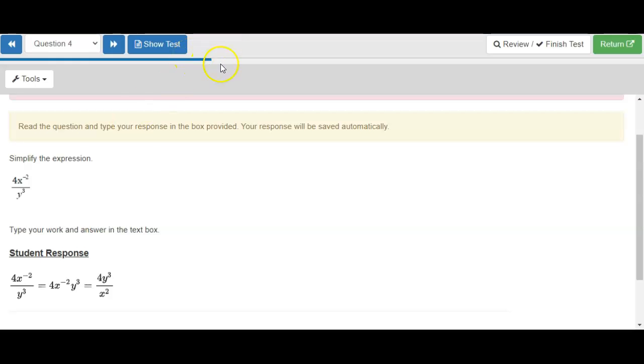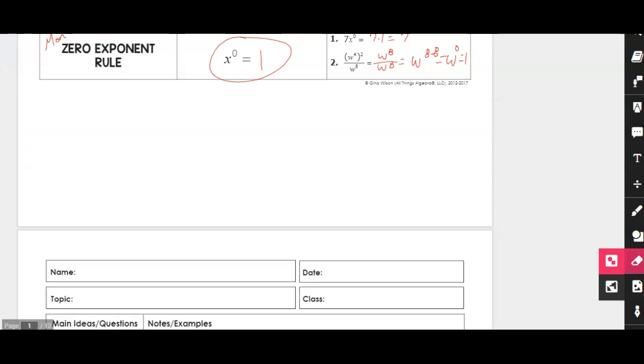So here's what you're going to do. So here's how you do your quiz corrections. Any problem you get wrong, you're going to take a blank sheet of paper. You're going to write the problem that you got wrong. So let's say you got number 3 wrong. You're going to write the question down.